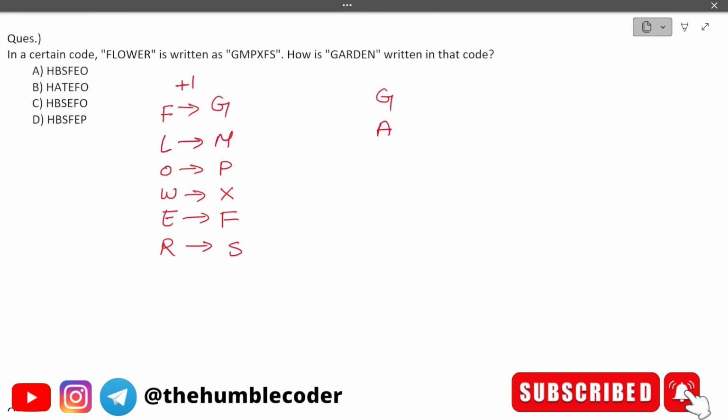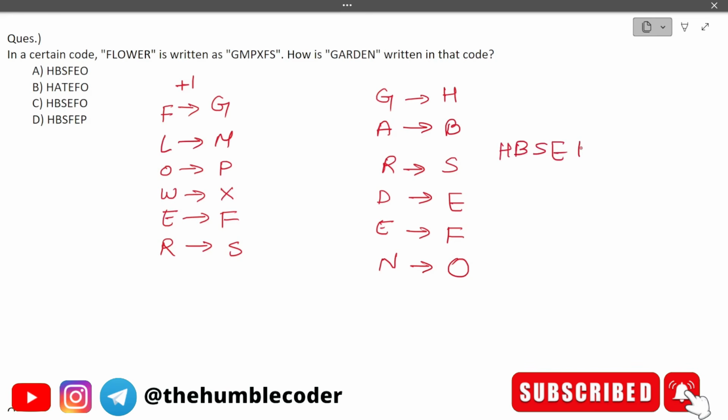Let's try to find out the answer for GARDEN. Okay, so for G it should be H, for A it should be B, for R it should be S, for D it should be E, for E it should be F, for N it should be O. So the final code that we get is HBSEFO. The correct answer is option number C, HBSEFO. The answer for this question is option number C.